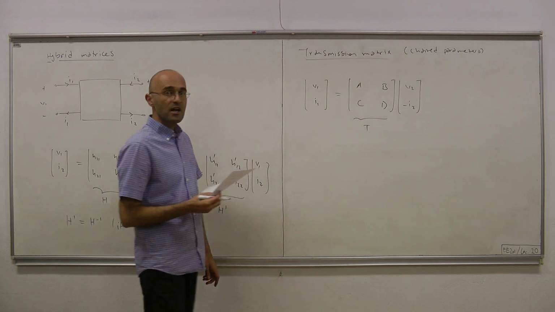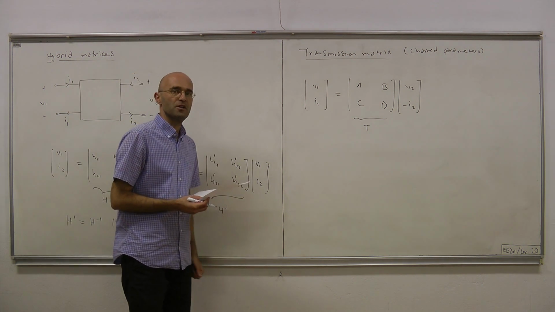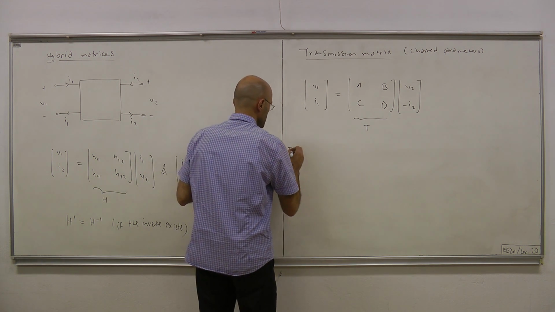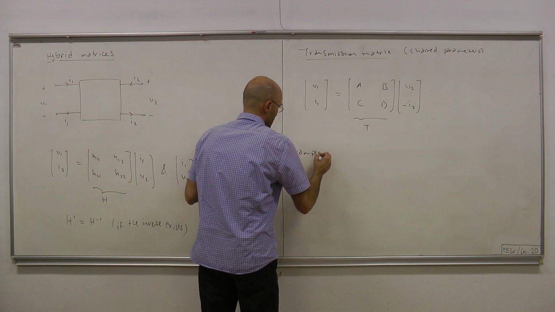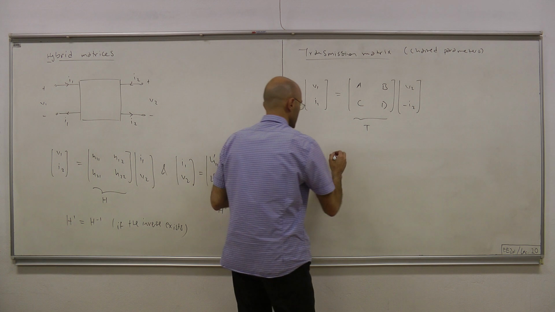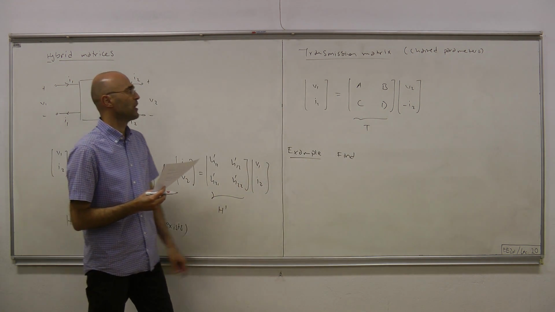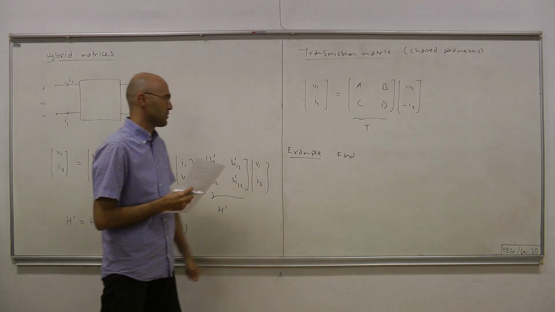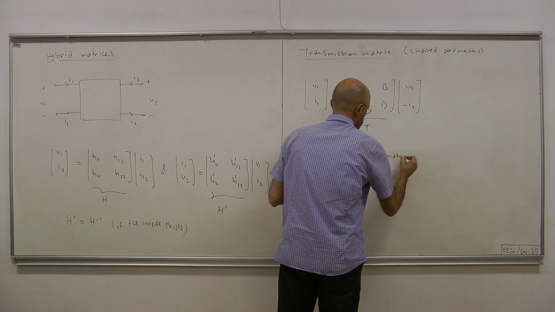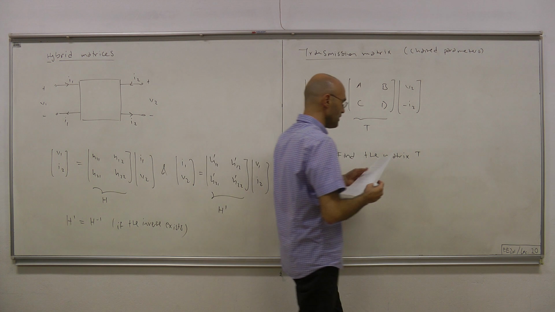Okay, now let's see a couple of examples where we use these new representations so that we understand them a little bit better. First example is about chain parameters. Consider the ideal transformer, and for the ideal transformer, let's try to obtain the T matrix representation. Okay, find the matrix T, or the chain parameters, for the ideal transformer.